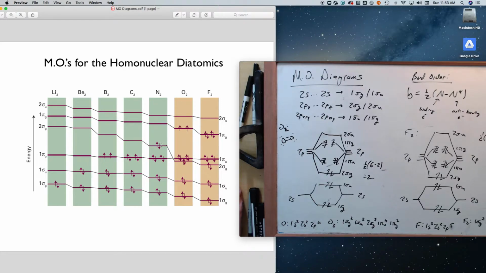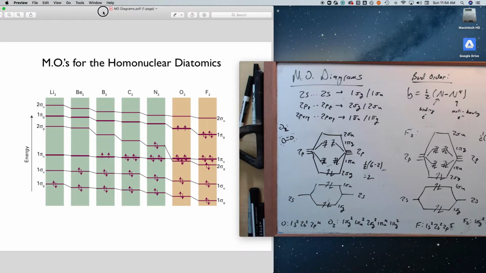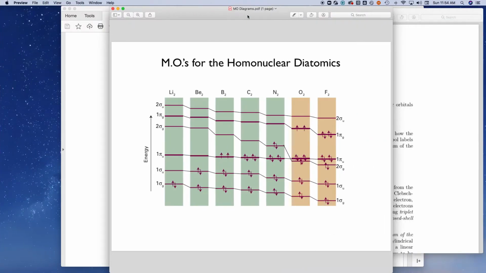And then once it's more than halfway full, that 2 sigma g energy level really drops in energy, and that's because the s and p mixing becomes more favorable. So keep track of that, okay? Oxygen and fluorine have this order, but with nitrogen and carbon and so on, the order switches. So keep that in mind, because that's going to change not only the diagram you get, but the term symbol that you get as well.